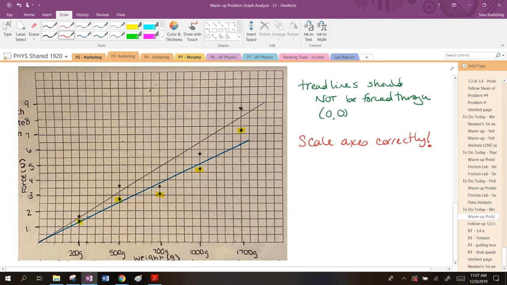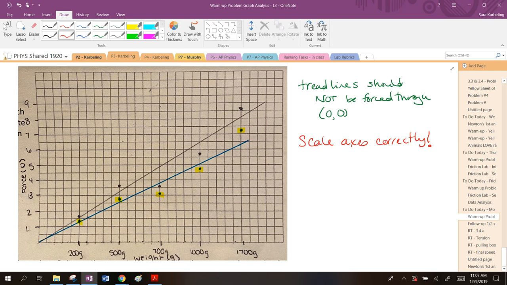Anything else you notice? What else do you see? They have some blank space at the top, so they could probably scale their force with more decimal points. They probably could. Yeah, they probably could have done that.